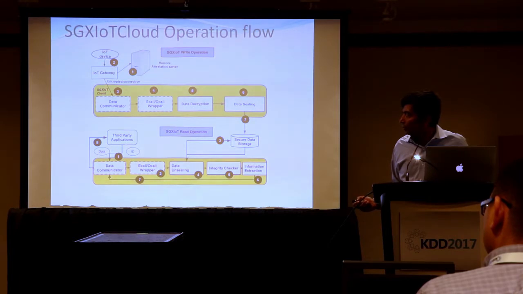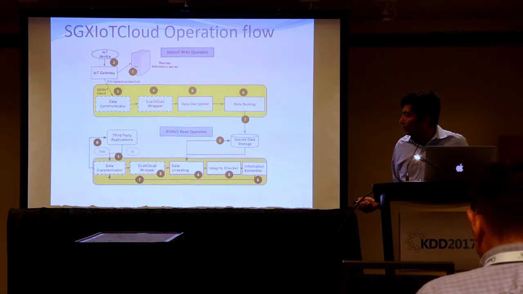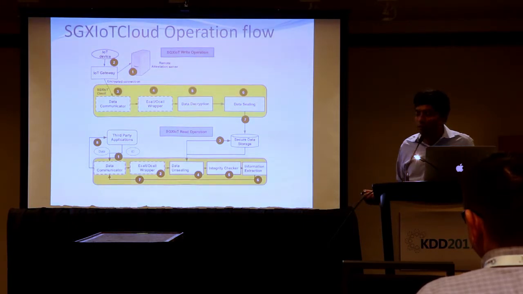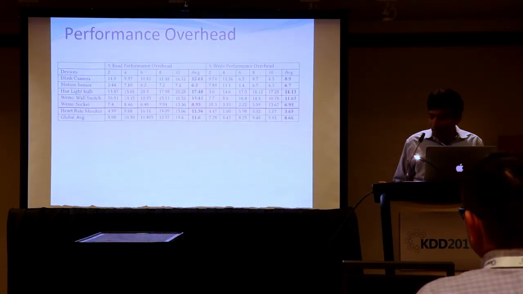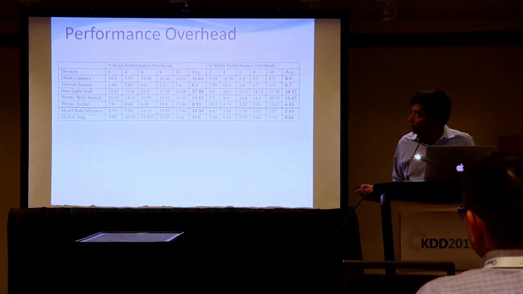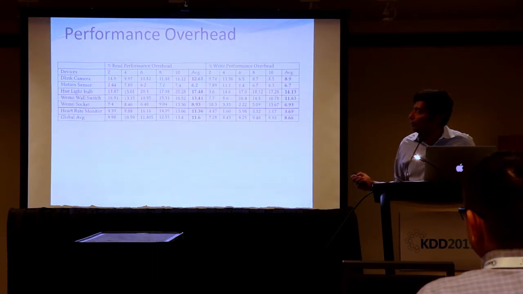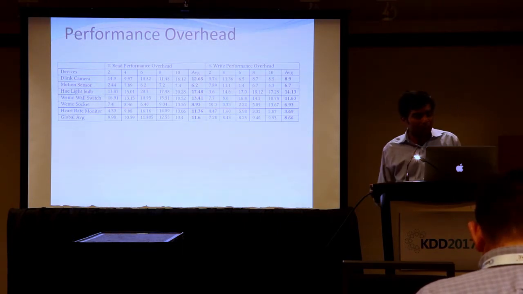On the other hand, if you want to do a read operation for particular content, data will be loaded from the persistent storage, unsealed, integrity checked, and then the right data is extracted and delivered to the requester. For the experiment, the authors use a bunch of these IoT devices, and this is the read performance overhead and the write performance overhead. You can see when you use SGX, the overhead doesn't add that much, around 10%. So you can say SGX overhead is insignificant.